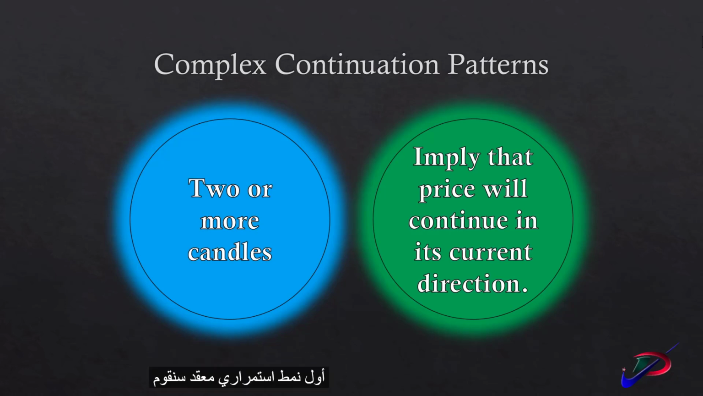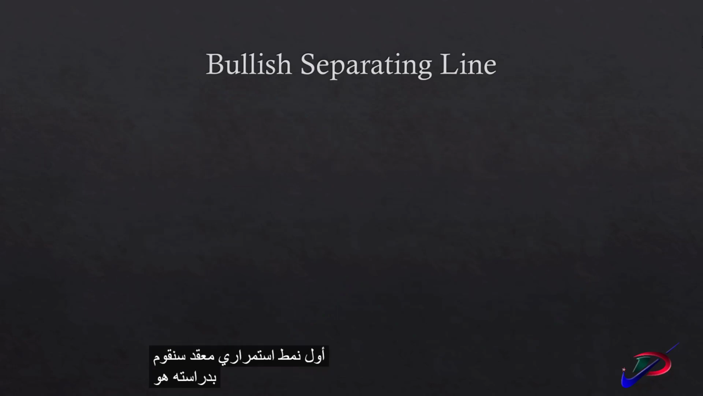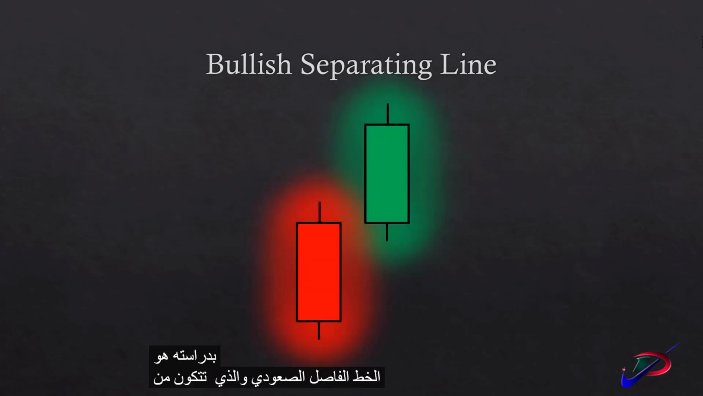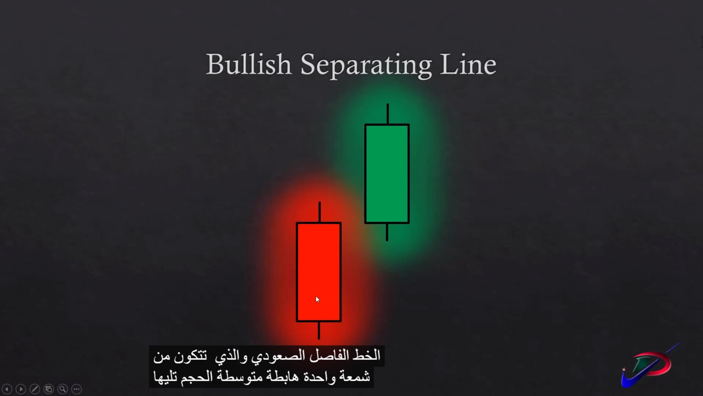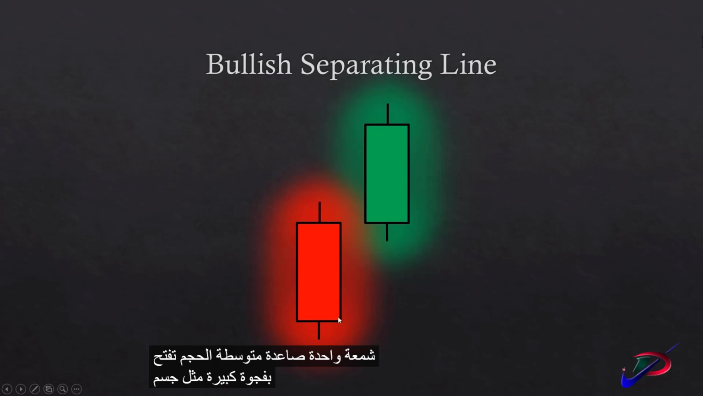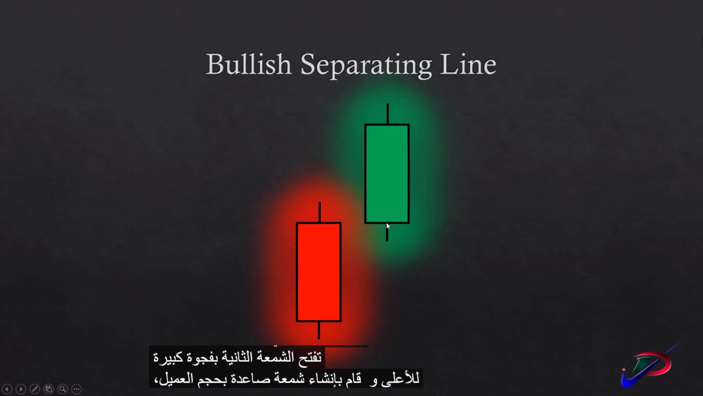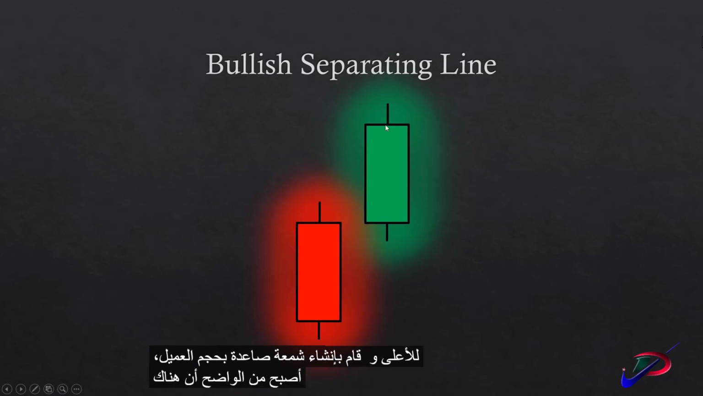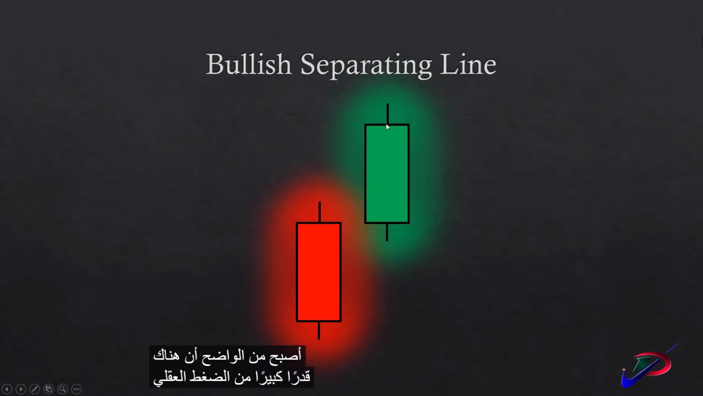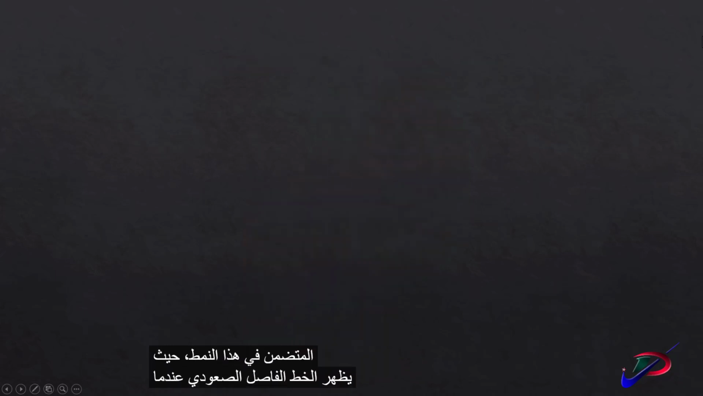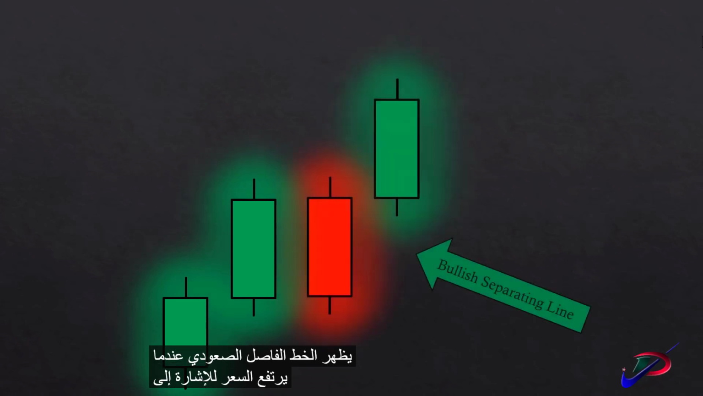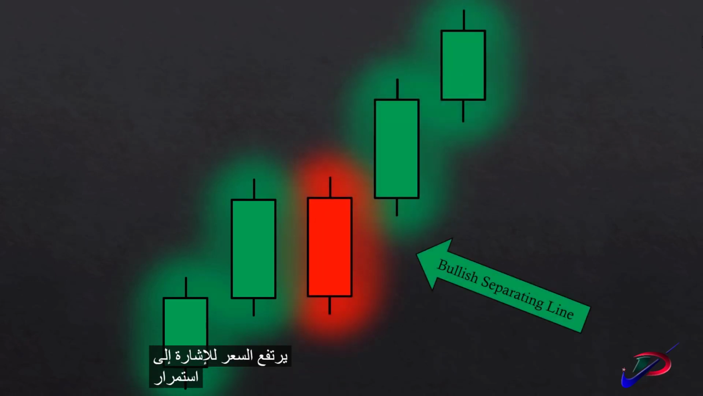The first complex continuation pattern we are going to study is the bullish separating line, which is formed by one medium-sized bearish candle followed by one medium-sized bullish candle that opens with a gap as big as the body of the first bearish candle. The logical interpretation here is very simple. Since the second candle opens with a large gap up and it creates a medium-sized bullish candle, it becomes clear that there is a considerable amount of buying pressure implied in this pattern. The bullish separating line appears when price is going up in order to signal a continuation to the upside.